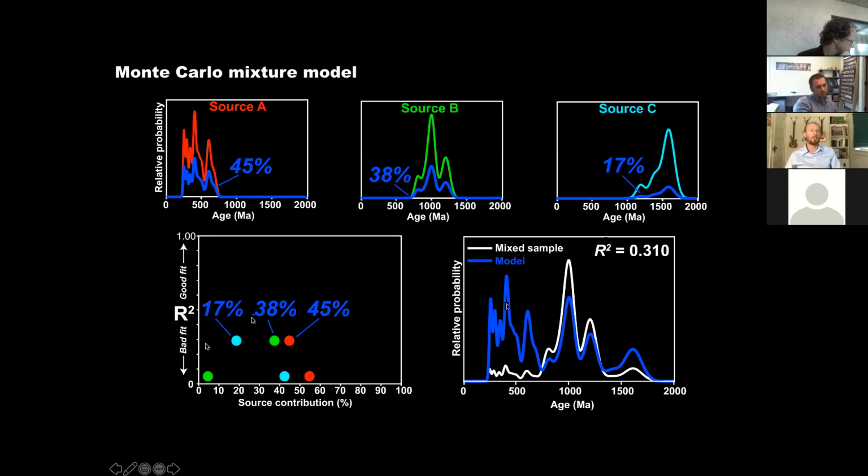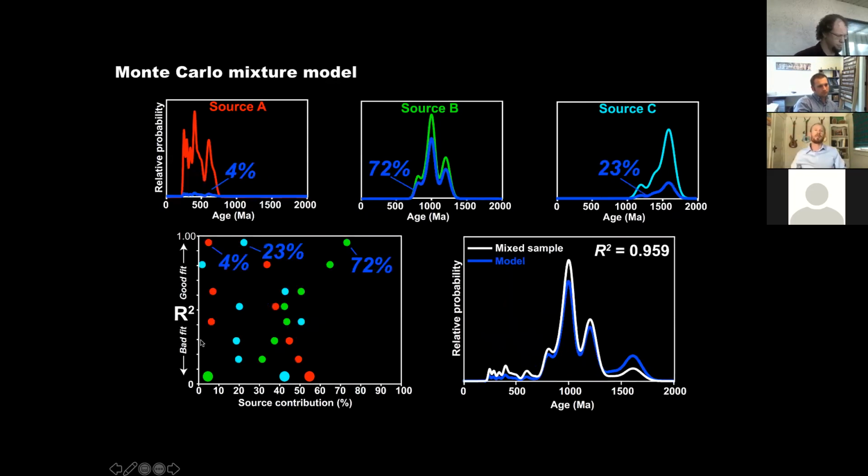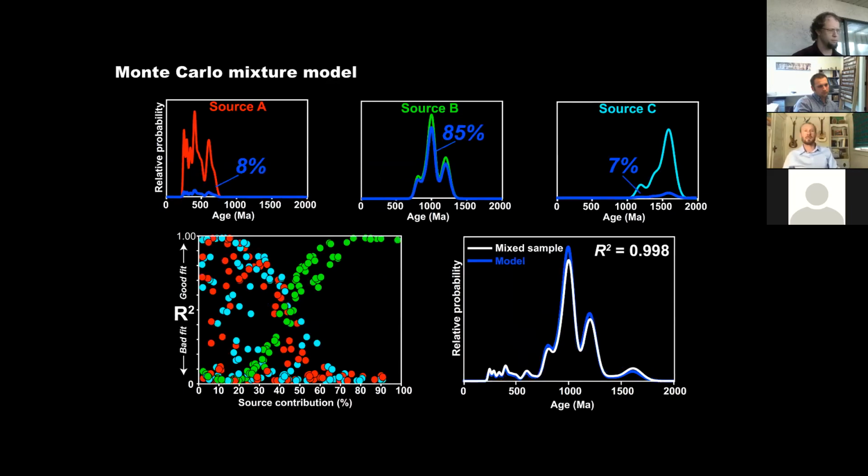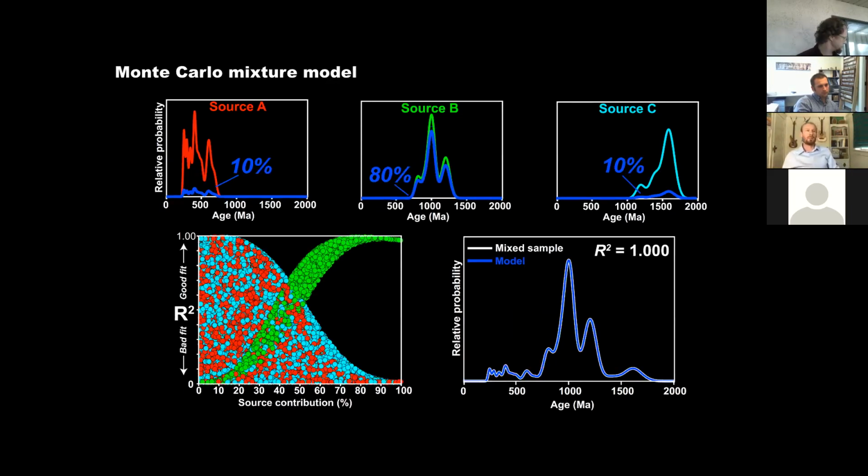giving us an R squared of about 0.3. And so with the Monte Carlo approach and modern computational power, we can do this tens, hundreds, thousands, hundreds of thousands of times until we find the best fit possible. And because these are synthetic data that I just made up, there is indeed an answer here that has a perfect fit. Okay, and that answer is 10% of source A, 80 of B, and 10 of C.